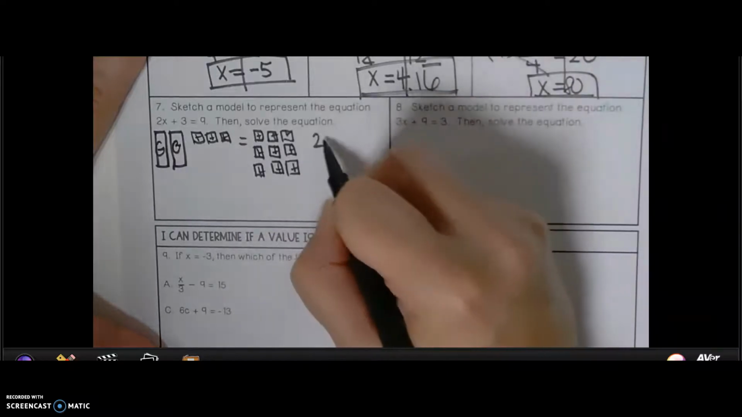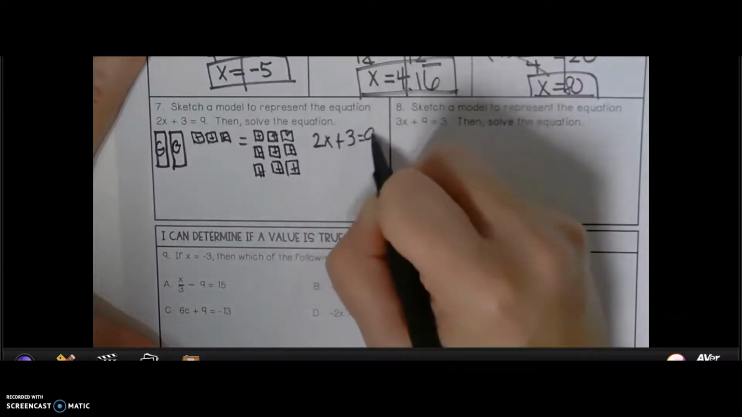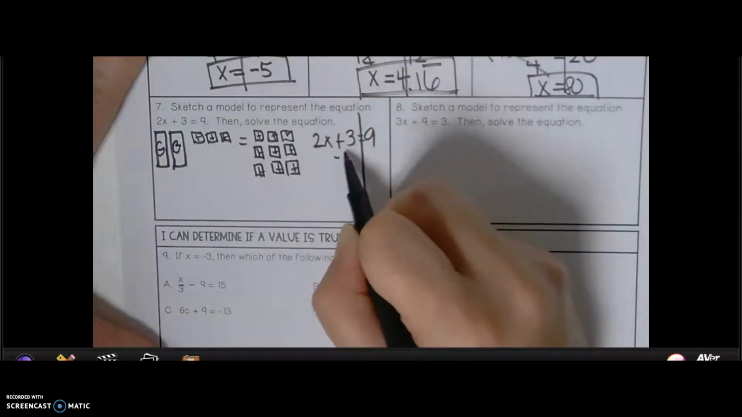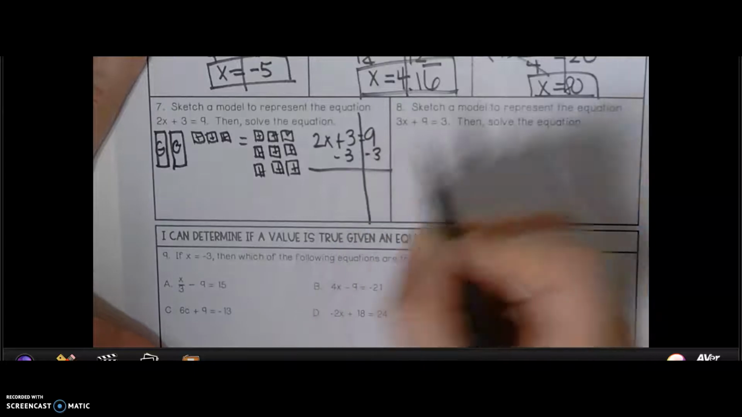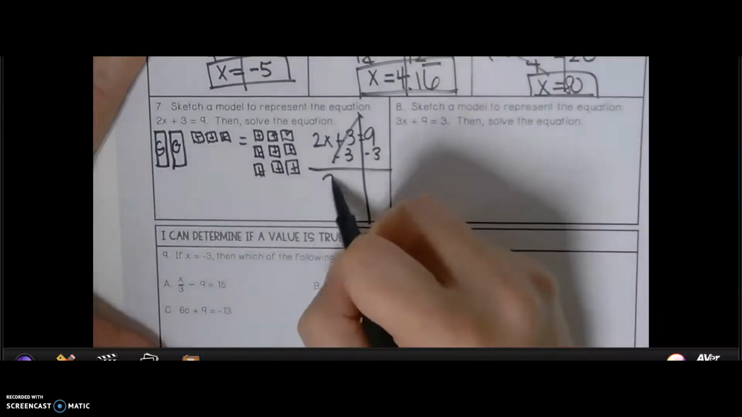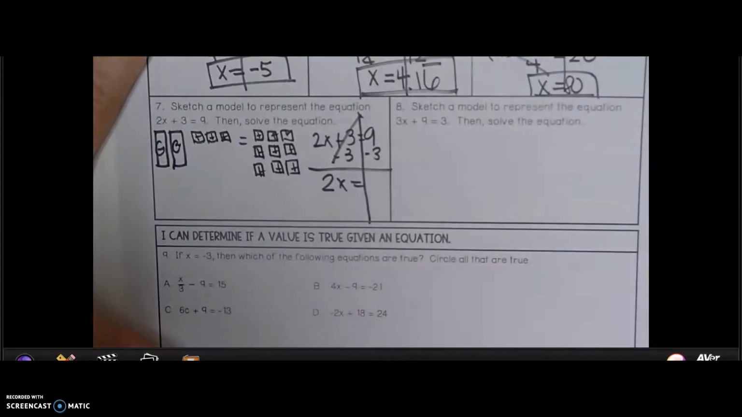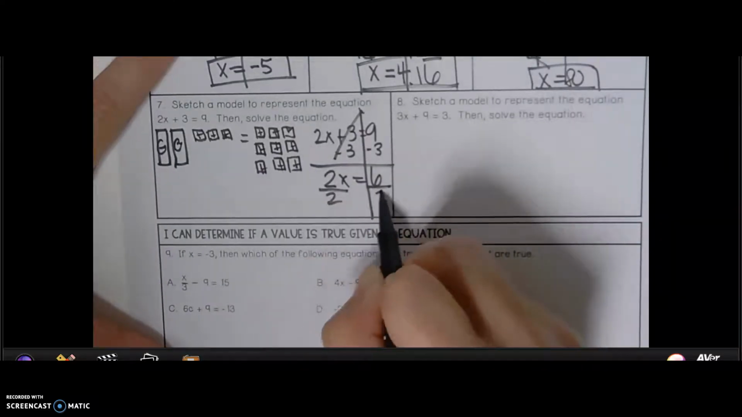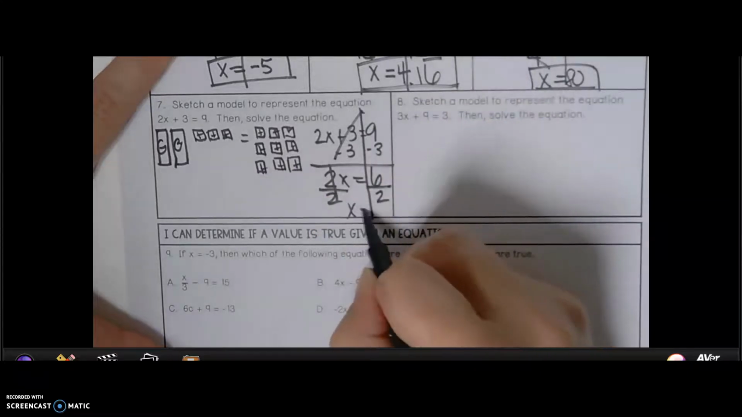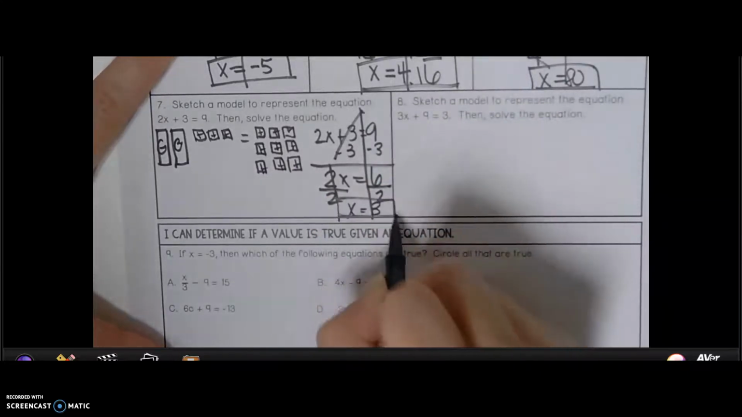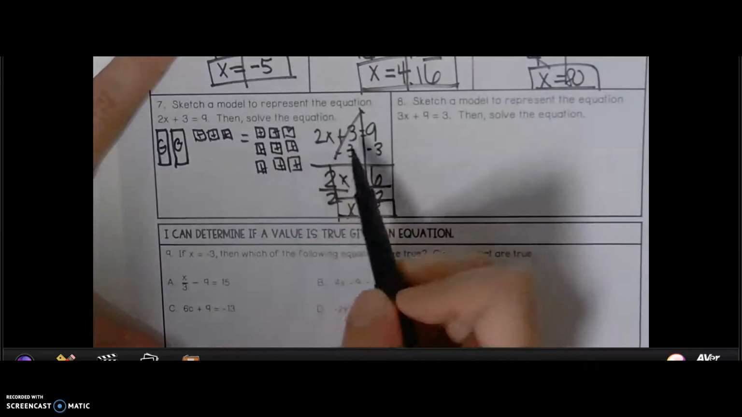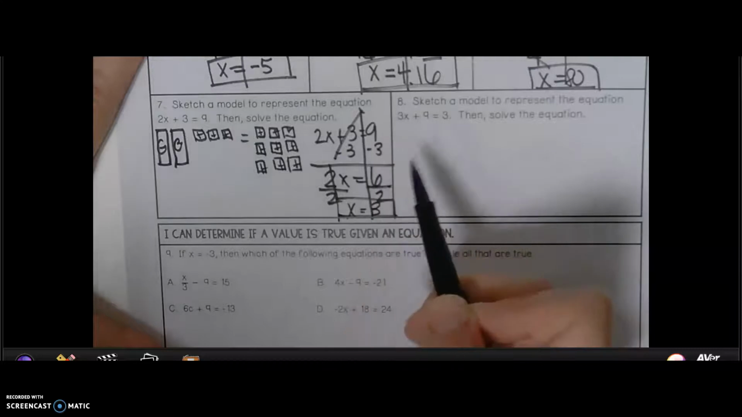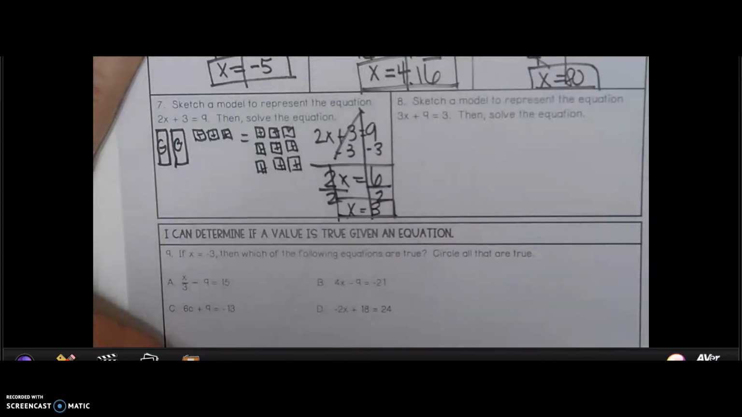Okay, so to solve it, 2x plus 3 is equal to 9. The 3 is my constant, so I'm going to subtract 3 from both sides because I had a positive 3. 2x is equal to 6. Now I have a division problem, so I'm going to divide by 2. And x is equal to 3. If I plug the 3 back into my original, 2 times 3 is 6. 6 plus 3 is 9. So 9 is equal to 9. My equation would be balanced.